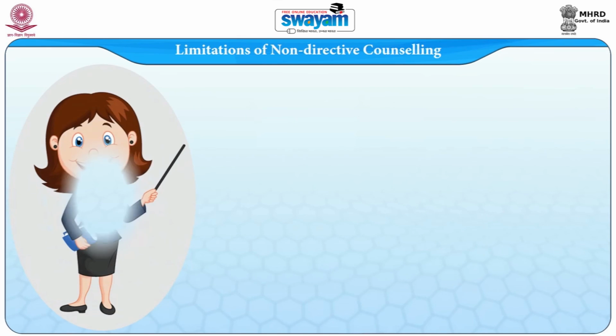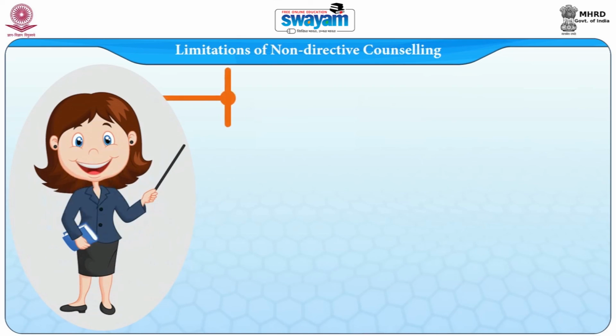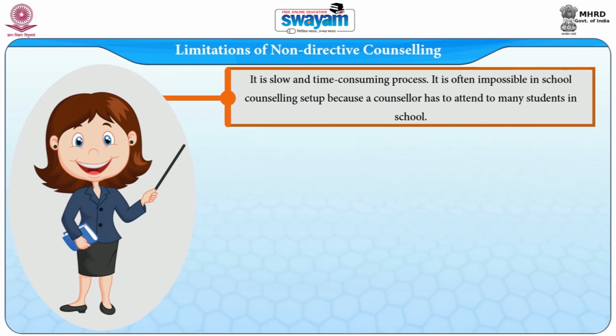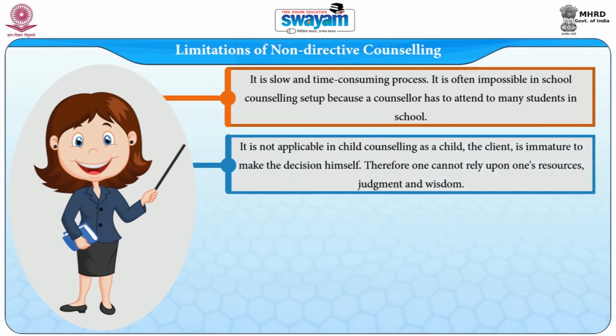Then what are the limitations of the counseling? It is a slow and time-consuming process. It is often impossible in a school counseling setup because a counselor has to attend to many students. It is not applicable in child counseling as a child, the client, is immature to make the decision himself. Therefore, one cannot rely upon the resources, judgment, and wisdom of a child.